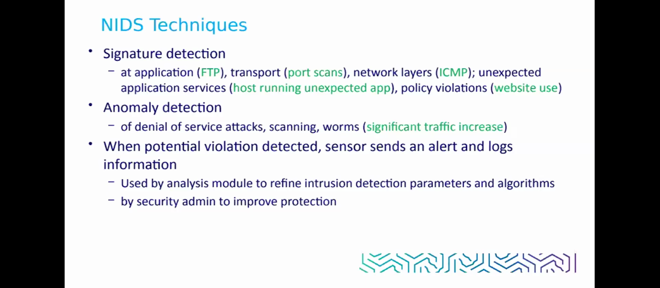A network-based intrusion detection system uses signature detection to identify known attacks by matching the traffic against predefined attack patterns, and anomaly detection is used to identify unusual network behavior like denial of service attacks, scanning, worm propagation, or sudden traffic increases. When suspicious activity is detected, the NIDS generates alerts and records detailed logs. These logs support both the IDS analysis engine, which can be refined over time, and security administrators who use the information to investigate incidents and strengthen the organization's overall network security.